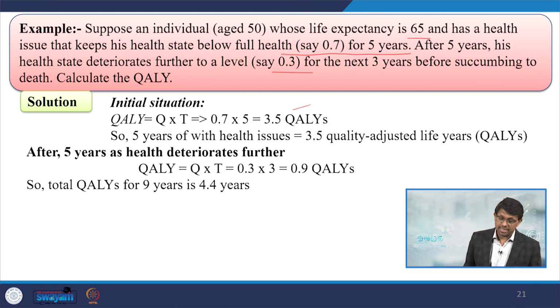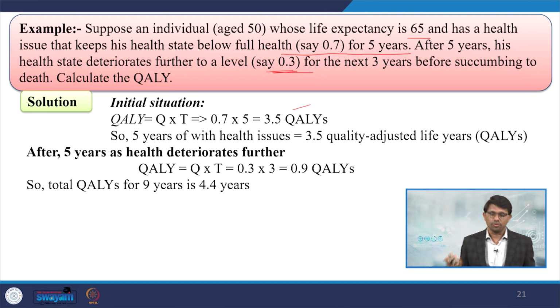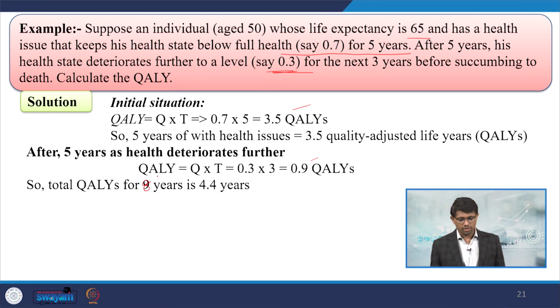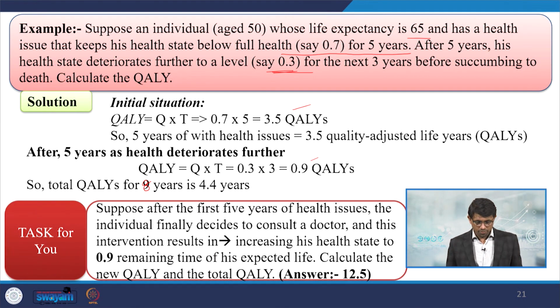Then after 5 years, as health deteriorates, Q is now 0.3, and that 0.3 is for the next 3 years. Hence 0.3 times 3 is equal to 0.9 QALYs. So, for this entire 5 plus 3 years, that is 8 years, we add these two, that is 3.5 plus 0.9, hence it will be 4.4 QALYs. Okay. So, this is one clarification we have given.